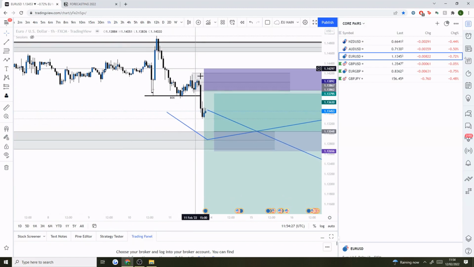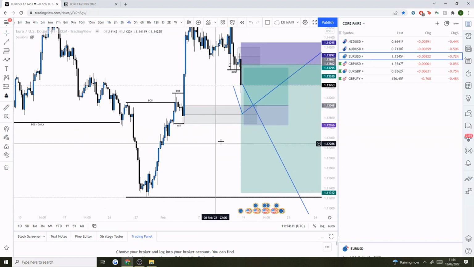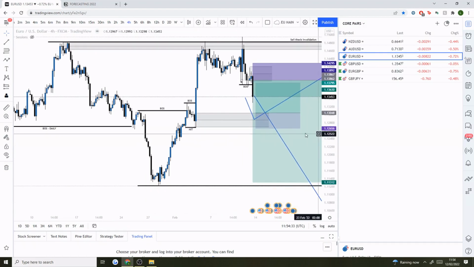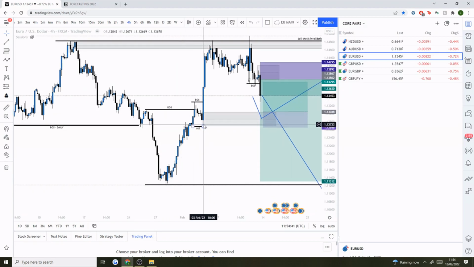Now, with that said, we do have this bullish 4 hour structure which we can't ignore. So on the 4 hour, we saw the first bullish break of structure here, we've got our second bullish break of structure here, and we've got the mitigation there giving us that bullish order flow.